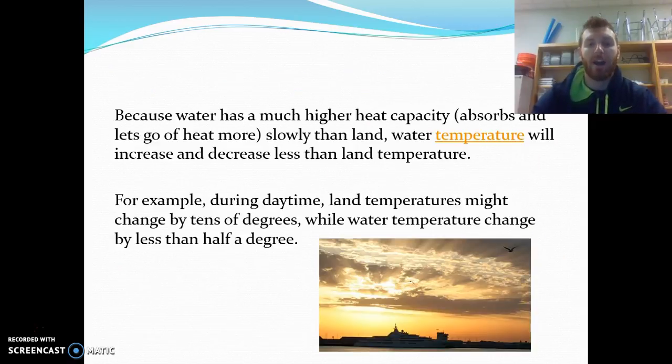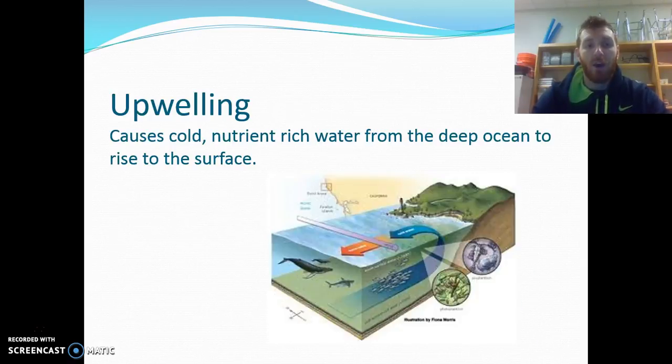Because water has a much higher heat capacity, it absorbs and lets go of heat more slowly than land does. Water temperature will increase and decrease less than land temperatures will. For example, during the daytime, land temperatures might change by tens of degrees, while water temperatures will only change by a small amount. An upwelling causes cold, nutrient-rich water from the deep ocean to rise to the surface.